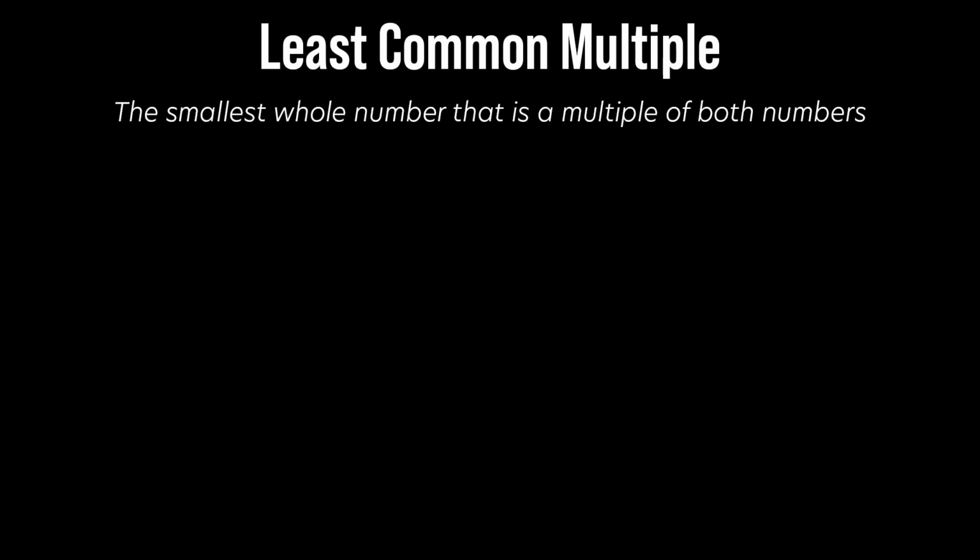Today we're going to be talking about least common multiple. The least common multiple is the smallest whole number that is a multiple of both given numbers. So let's say we have the numbers 2 and 3. What's the least common multiple? It would be a number that is both divisible by 2 and 3.